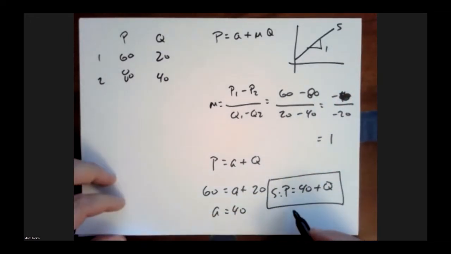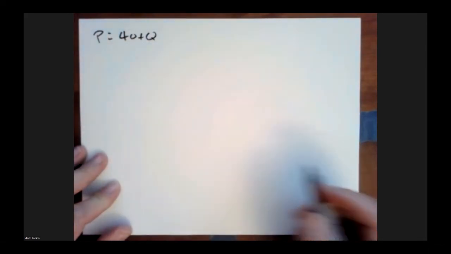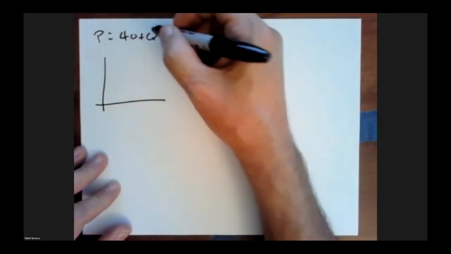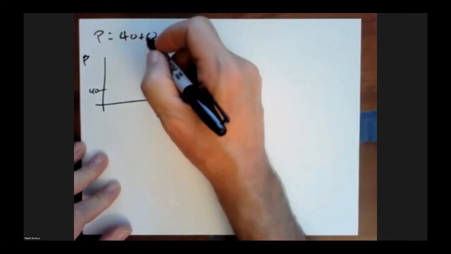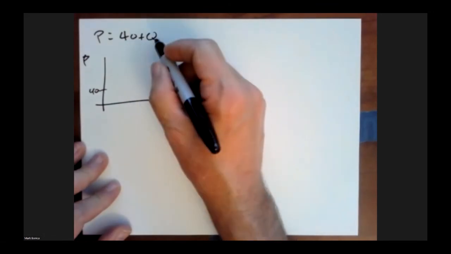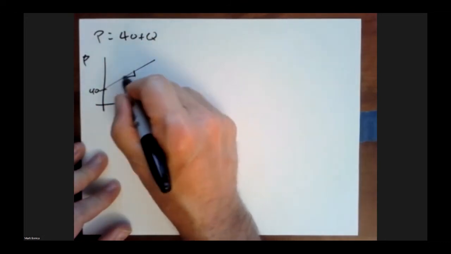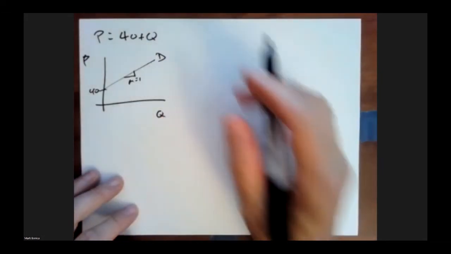Right. So now we take the supply curve and we're going to calculate her supply curve. Well, her supply curve is pretty straightforward here. If Q is equal to 0, then P is equal to 40. So that's about here. It does have an x-intercept, but it'd be way over here. So we're going to roughly draw a line starting at 40, going up with a slope of 1. So that's what that looks like.